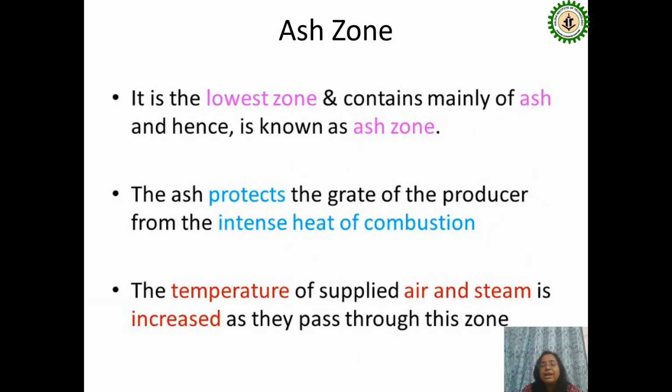We have discussed that the ash zone is the lowest zone, and it is named the ash zone because it collects the residue ash. That's why that zone is known as the ash zone. But it has a very important role also. This ash protects the grate of the producer from the intense heat of combustion during the reaction. As a result, the temperature of the supplied air and steam is increased as they pass through this chamber. So this ash zone is the lowest bottom zone of the reactor, where the producer gas production will take place.